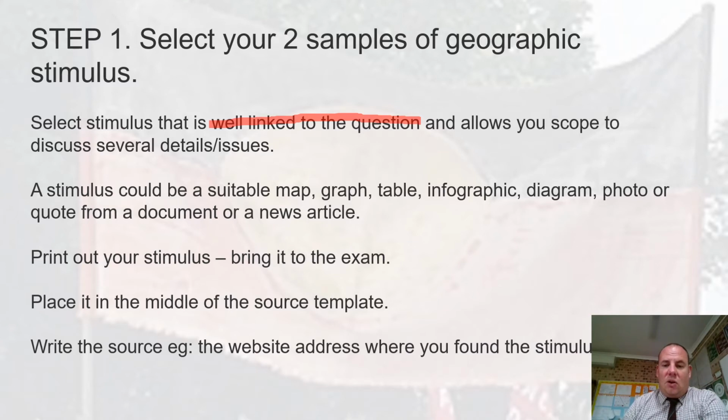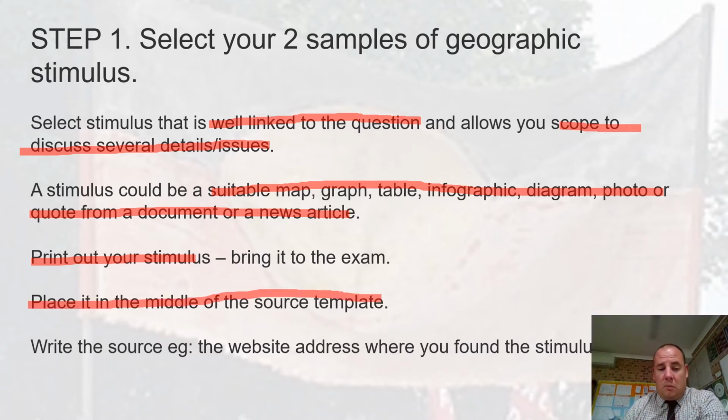And basically, it's got to allow you to scope to discuss several issues. So we're looking for something that you can write about, not just something that's just factual all the time. Now, your stimulus could be a suitable map, graph, table, infographic, diagram, photo, or quote from a document or news article. What you've got to do is print that stimulus out, bring it to the exam, and after the exam, you have to leave it in the exam room, and that's where we're going to collect them all and we're going to have a look at them.